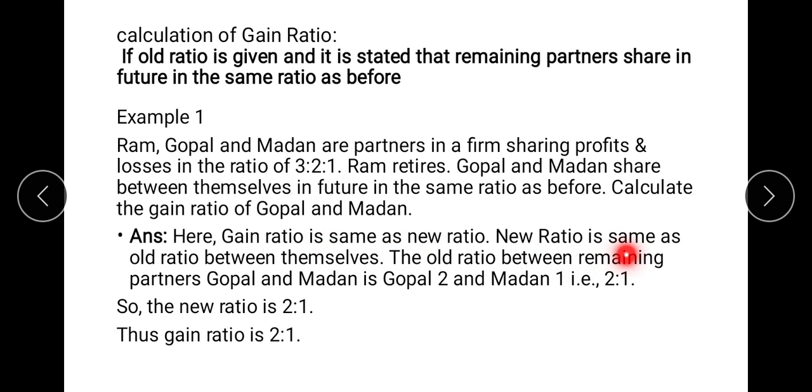So new ratio is same as old ratio between themselves. The old ratio between remaining partners Gopal and Madan is Gopal 2 and Madan 1, 2:1. So the new ratio is 2:1. Gain ratio is also 2:1, because to find out the gain, you have to find new ratio minus old ratio. Here new ratio is 2:1, old ratio is also 2:1. So gain ratio is also 2:1.